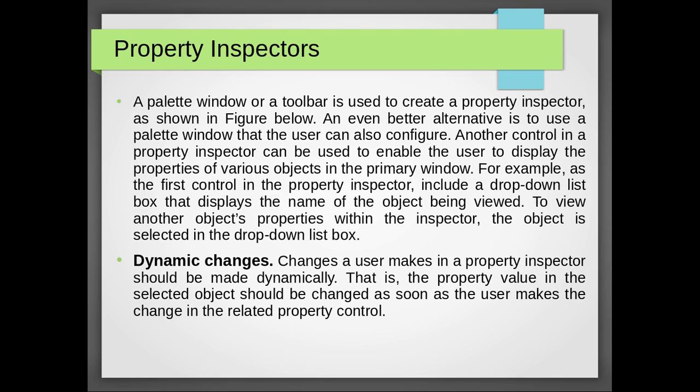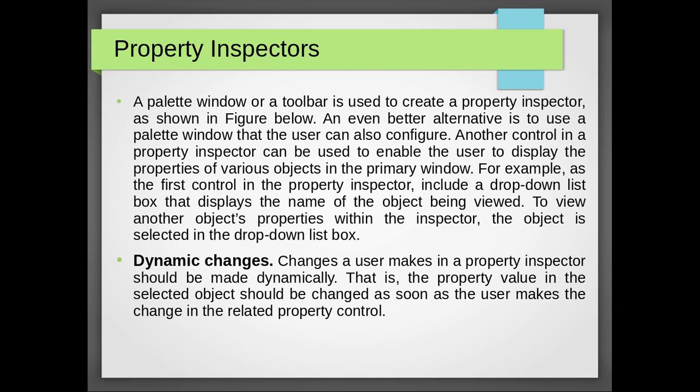An even better alternative is to use a palette window that the user can also configure. Another control in a property inspector can be used to enable the user to display the properties of various objects in the primary window. For example, as the first control in the property inspector, include a drop-down list box that displays the name of the object being viewed. To view another object's properties within the inspector, the object is selected in the drop-down list box.